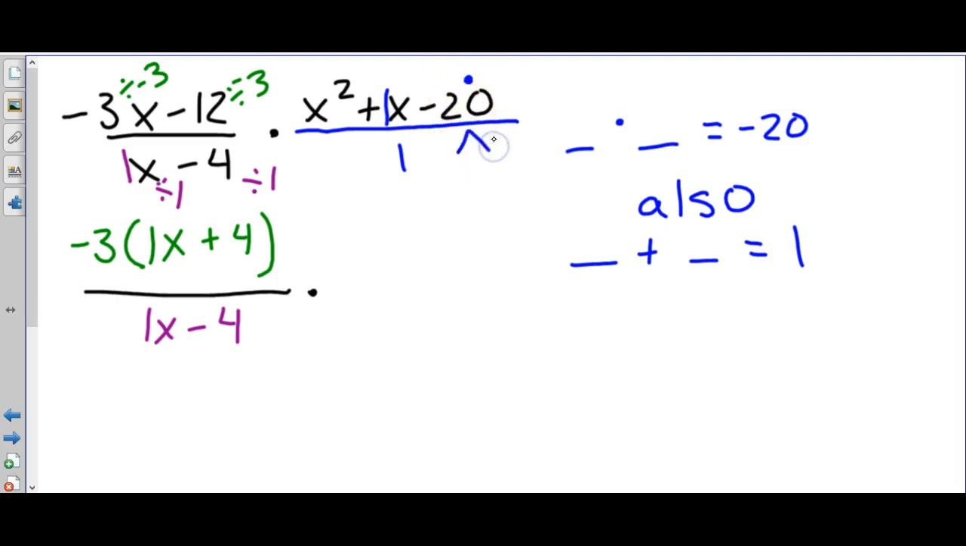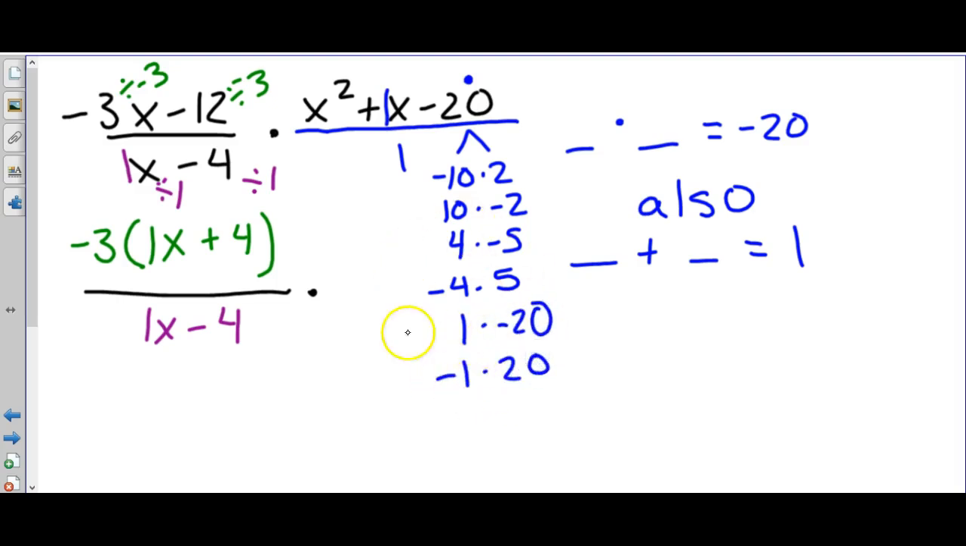So looking at numbers that multiply to be negative 20. Well, I can immediately think of negative 10 times 2. That would make negative 20. Now, because it is a negative sign, I could switch that and say 10 times negative 2. That would also make negative 20. 4 times negative 5, or negative 4 times 5, that would also work. And you can't forget 1 and the number itself. 1 times negative 20, or negative 1 times positive 20. Those are all our possible combinations of things that multiply to be negative 20.